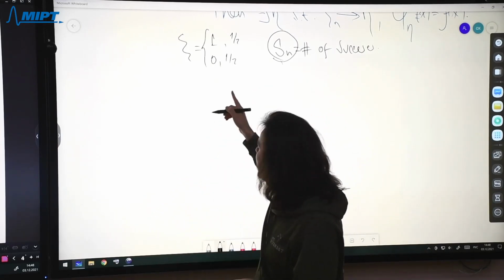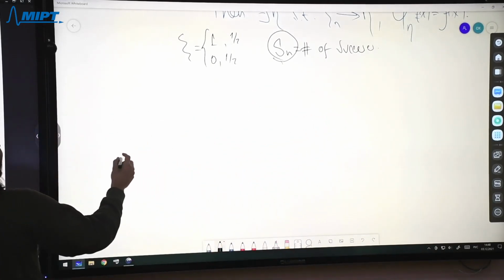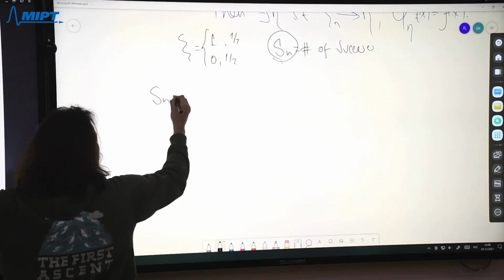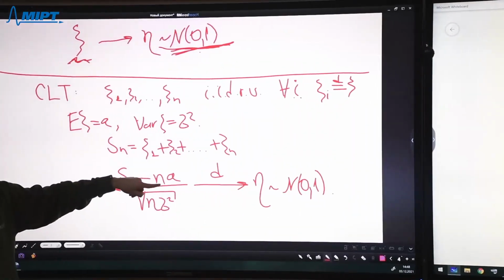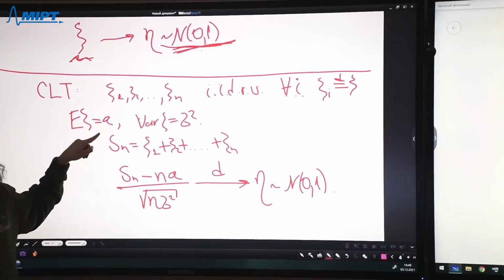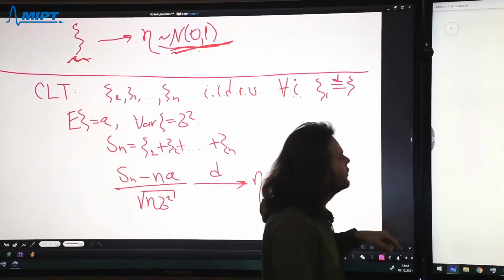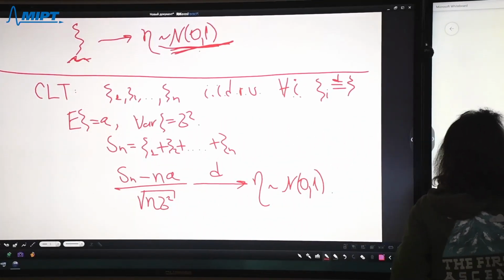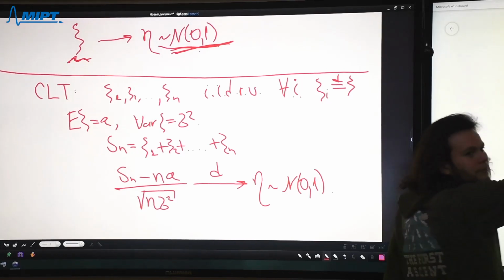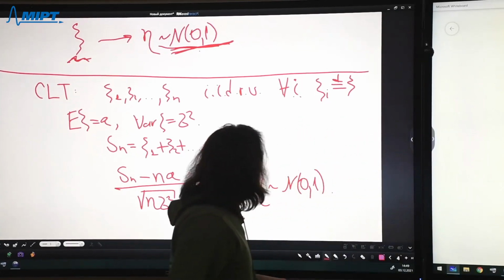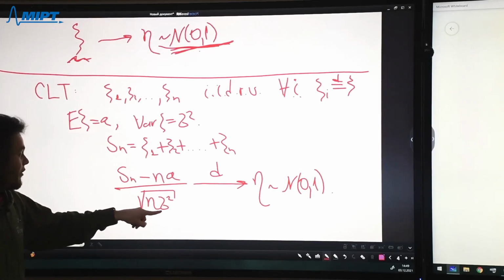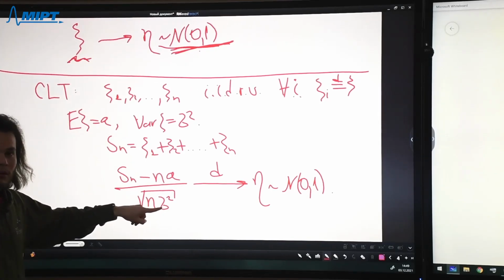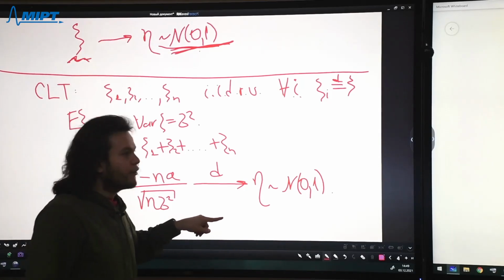So look, what do we obtain here? We obtain Sn minus nA. What is A? A is the expected value of psi. What is the expected value of psi in this case? It's 1 over 2, right? And what is the variance of psi in this case?